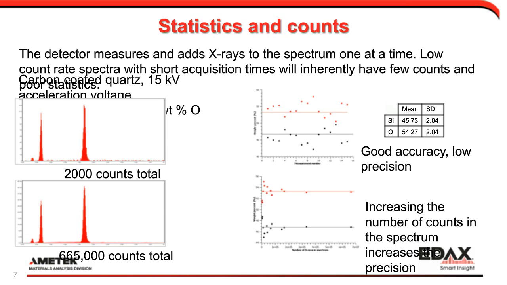So we can see with few counts, we get a lot of variation in the quant numbers. A few of them hit right on the line, but that's purely coincidence. But as we move out, increasing the number of counts, we get closer and closer to the line. And at one point, it's only minor changes that we see in the results as we increase the number of counts. So increasing the number of counts in the spectrum increases the precision of your data.